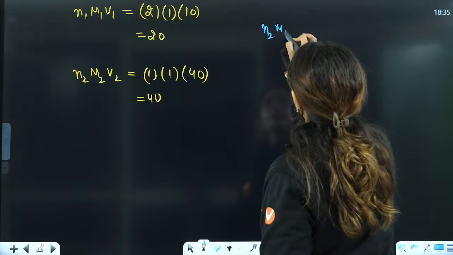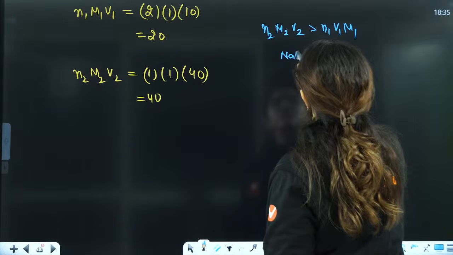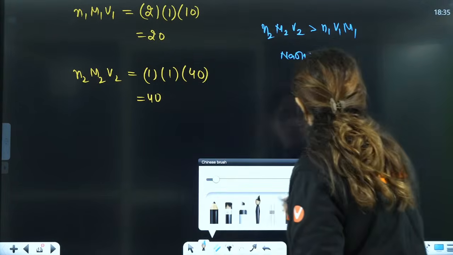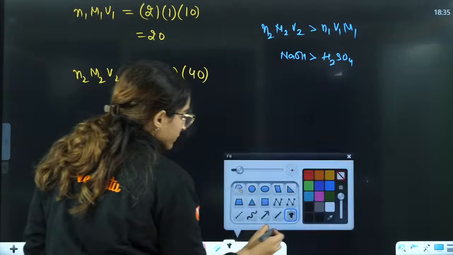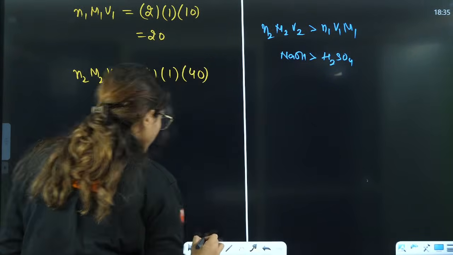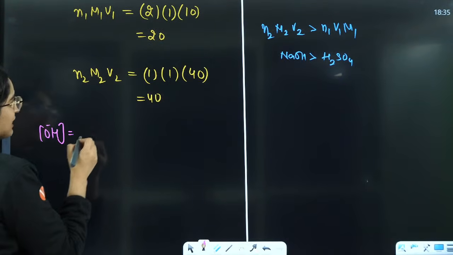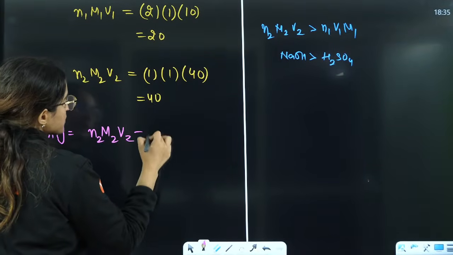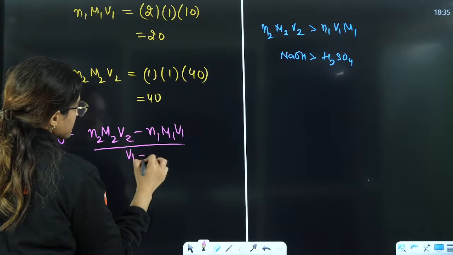N2 M2 V2 is greater than N1 V1 M1. That means NaOH is greater than H2SO4, right? So you can definitely say that overall it is going to be an acidic solution. Sorry, basic solution. So we'll calculate the value of pOH here, OH negative here. That is going to be N2 M2 V2 larger minus smaller, N1 M1 V1, divided by V1 plus V2.